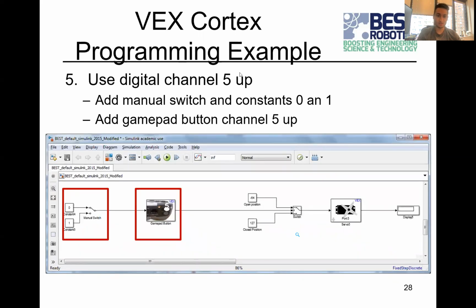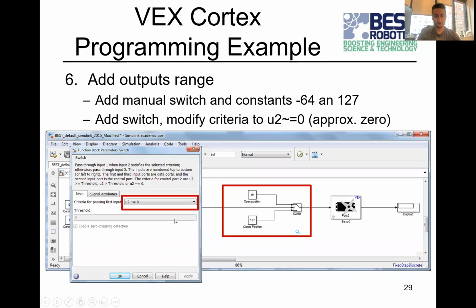If you want to use digital channel 5 and up, you just add a switch. That way it's like 0 and 1 under certain conditions. And then you add a gamepad button to make that channel 5 and up. And that's really all you can do. And then you'd add the output range so that it's either, depending on the value of the switch, -164 or 127. And that feeds into the servo just like that.